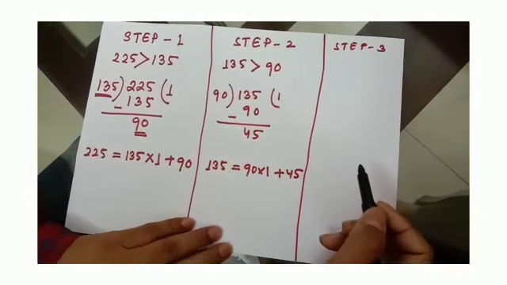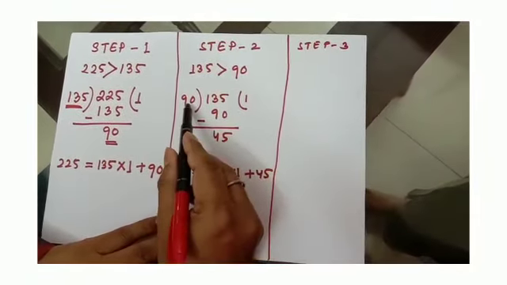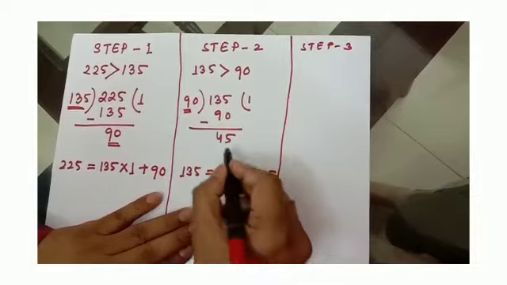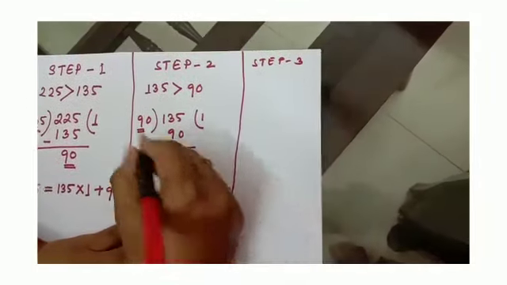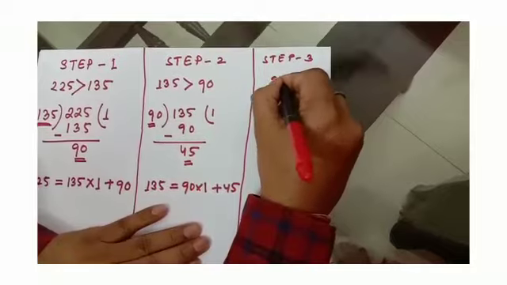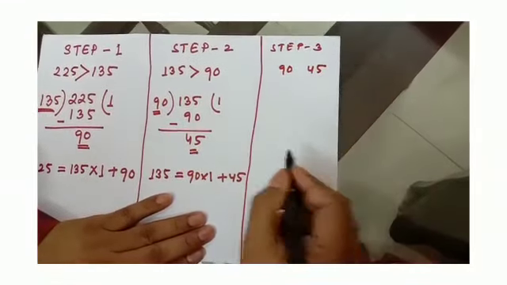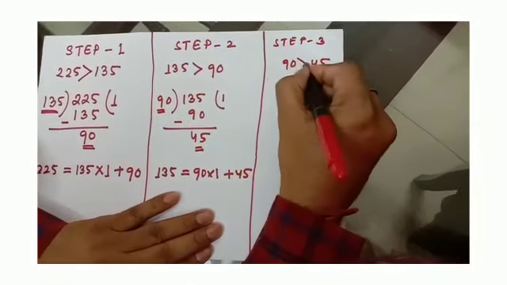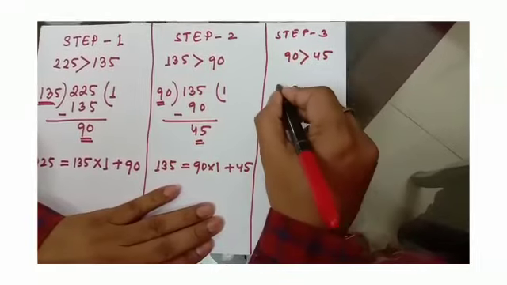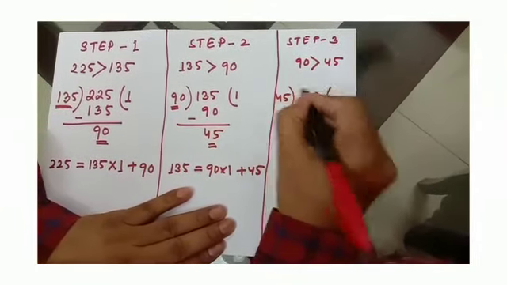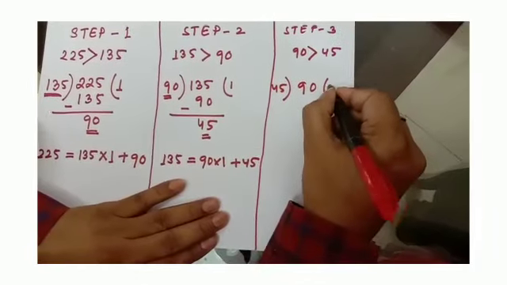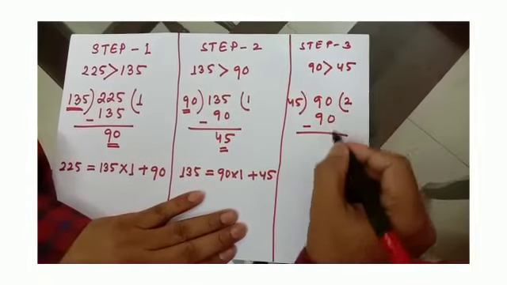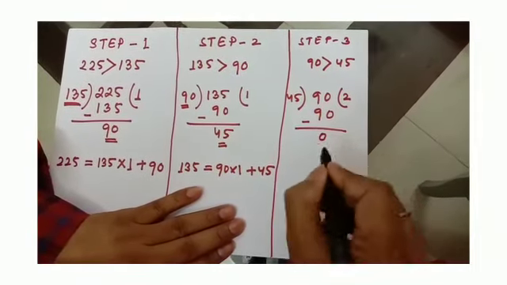Now in this division you can see that 90 is the divisor and 45 is the remainder. Consider these two numbers, 90 and 45, for step 3. Now you can see that 90 is greater than 45. So we can divide 90 by 45. So 45 twos are 90. Now when you subtract 90 from 90, the remainder is 0.